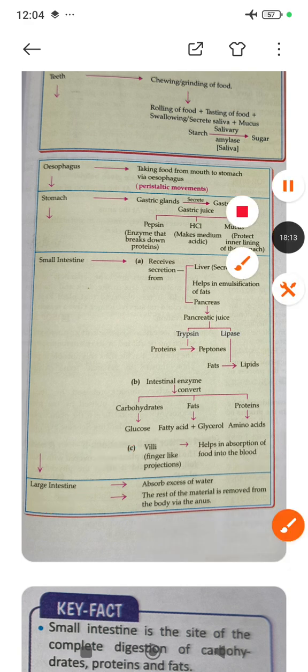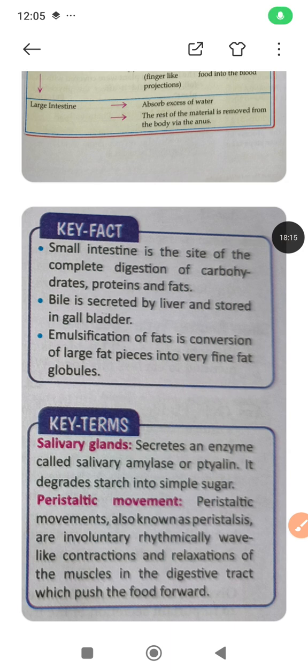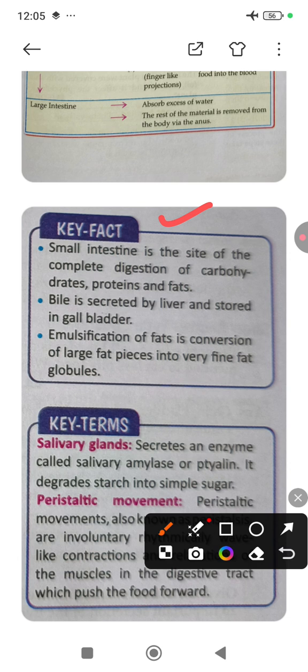Before ending today's presentation, I am going to point out some key facts and key terms. You must remember these. First, the small intestine is the site of the complete digestion of carbohydrates, proteins and fats. Bile is secreted by the liver and stored in the gallbladder. Emulsification of fats is the conversion of large fat pieces into very fine fat globules. You must remember these key facts.